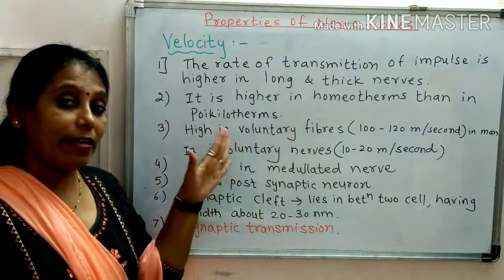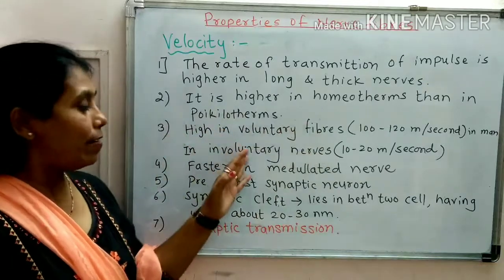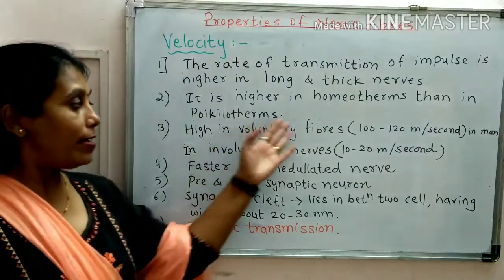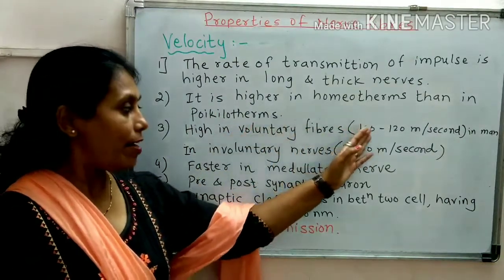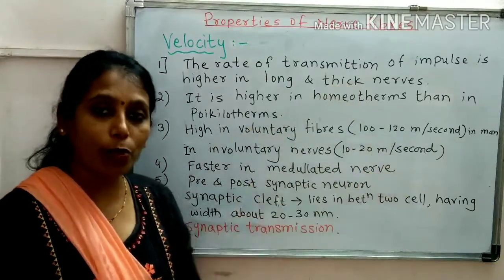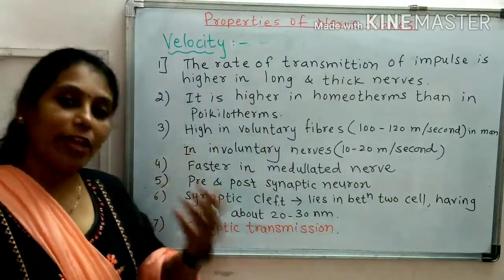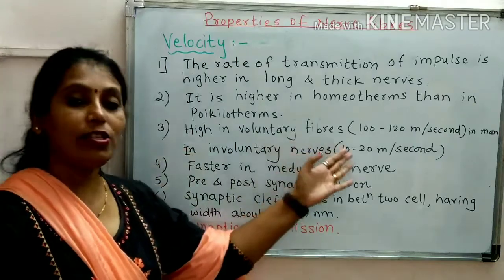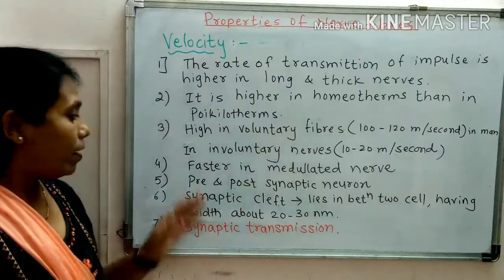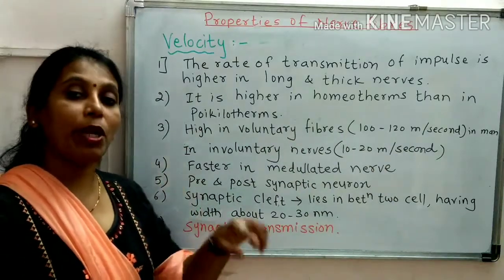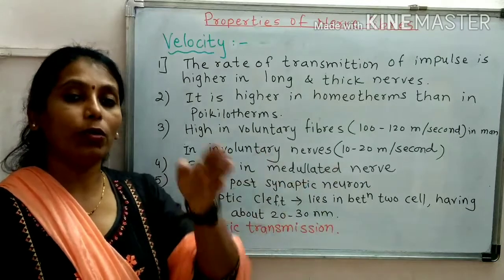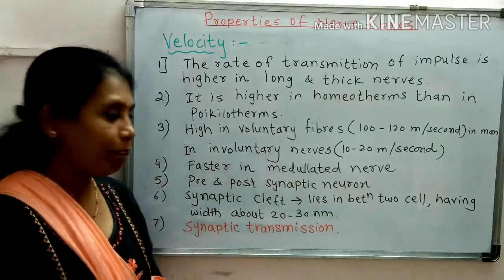Velocity is higher in voluntary fibers, means skeletal muscles, and it is as much as 100 to 120 meter per second in case of human beings. And in case of involuntary muscles, it is just 10 to 20 meter per second. It is faster in myelinated nerve fibers because the impulse has to jump to the nodes of Ranvier.